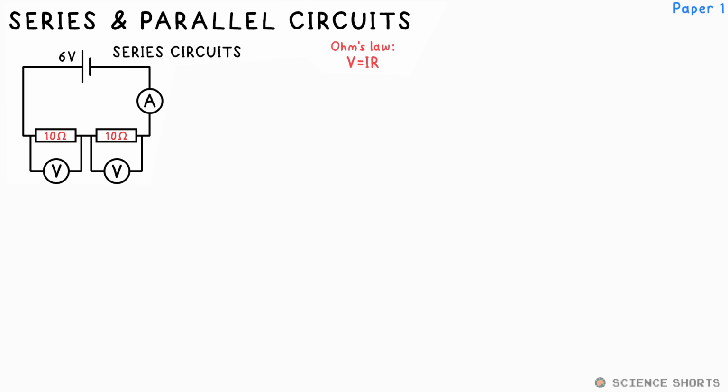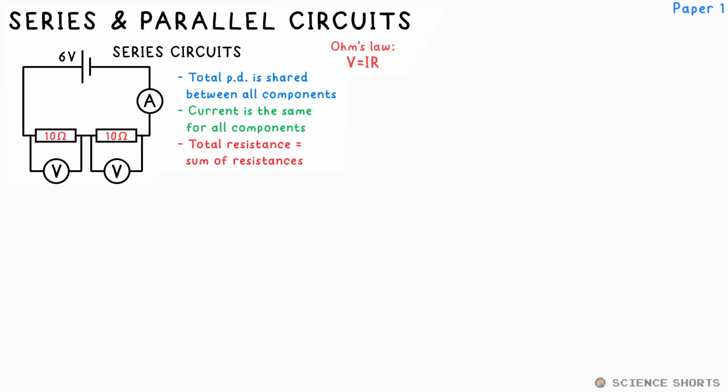Here's the simplest series circuit we can make, just two resistors in line with the battery. What you need to remember is that for components in series, total PD is shared between them, current is the same for all of them, and the total resistance is just the sum of all the resistances. They're just added up. Let's deal with that first point.